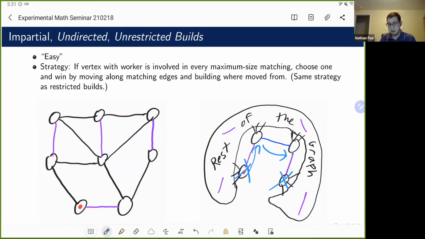But now the graph that's left, well, the worker's here now. These two vertices have been deleted. So Abigail can just pretend that this edge was in the matching and these two weren't. And so this blue edge here plus whatever other purple edges are in the graph elsewhere, that's a maximum size matching of the graph that's left. So in other words, Abigail can just move right back here and put Brian in the same bind he was in before. So the same strategy works.